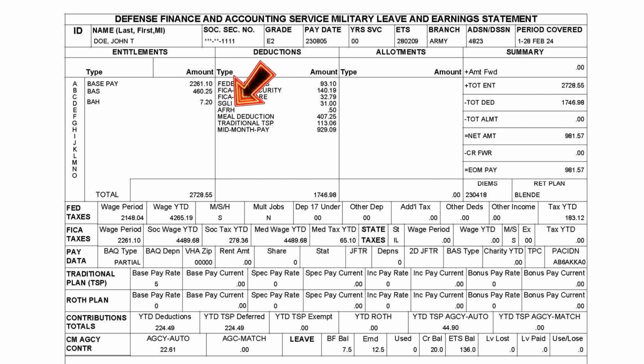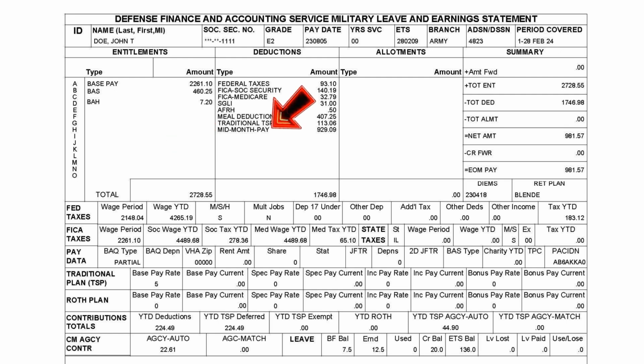And then for AFRH, that's the Armed Forces Retirement Home. It's only 50 cents, but always know where your money is going because it is your money. Meal deduction, so if you're a single soldier paying for the DFAC, meal deduction is roughly $400 a month. And then you will also see your TSP contribution under deductions. TSP is your thrift savings plan. It's your money for your retirement.